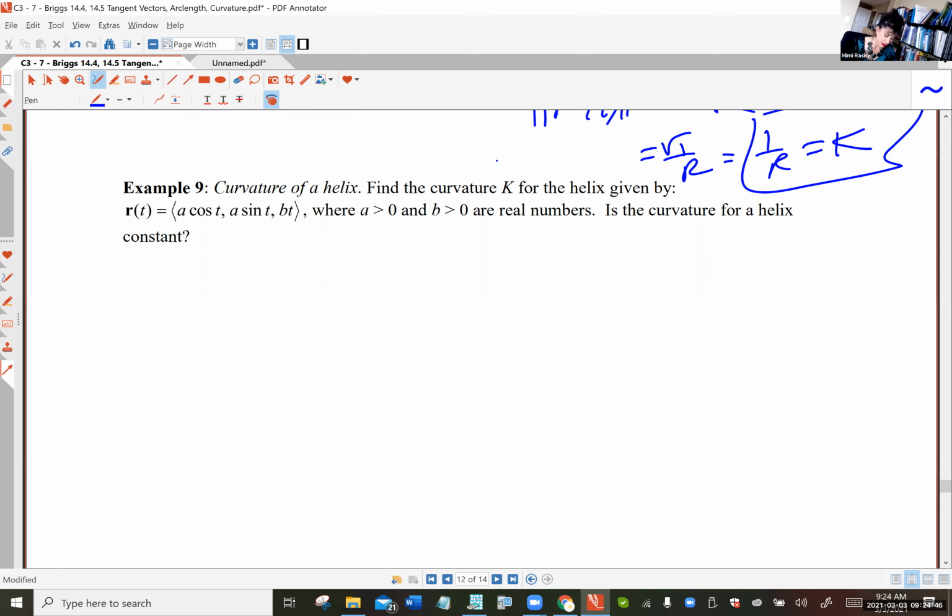Okay, let's talk about curvature of a helix. This is a generic helix where a and b are positive numbers: a cos t, a sine t, bt.